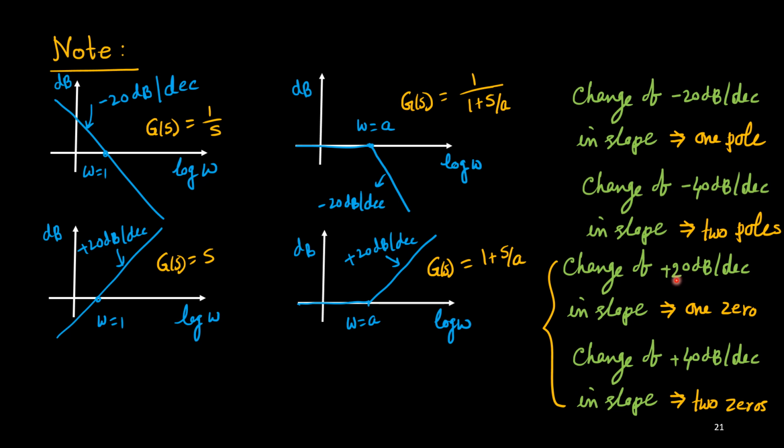Similarly, if I have a positive change of plus 20 per decade in slope, then obviously it is for 1 zero. And if I have plus 40 per decade in slope, 2 zeros. Similarly, for 60 per decade, 3 zeros, like that. Okay, this is the basic information we'll be using. Okay, we'll move to the next problem.